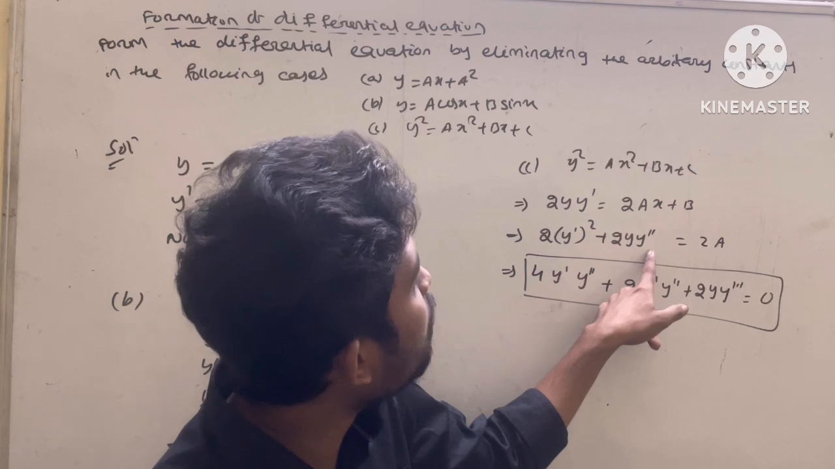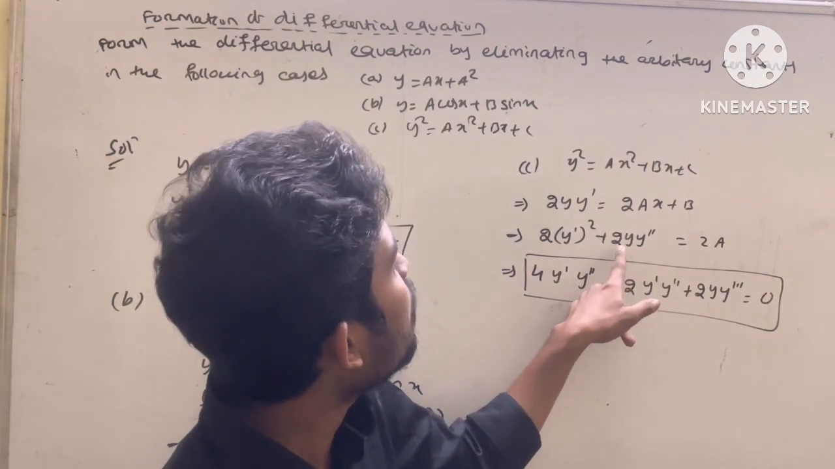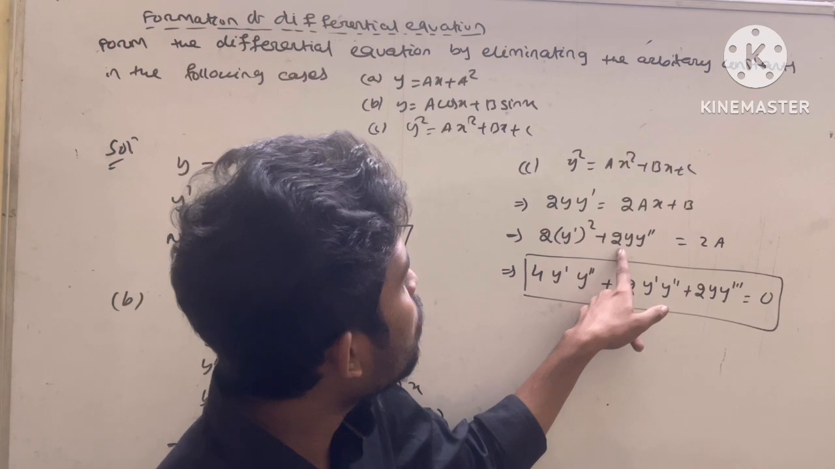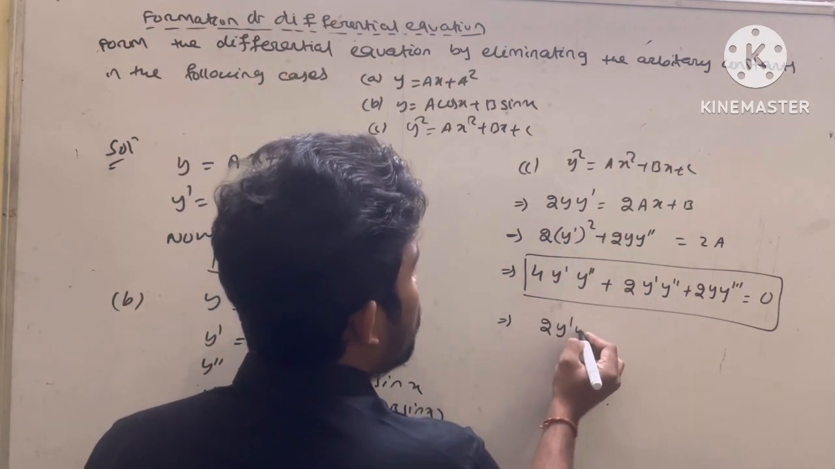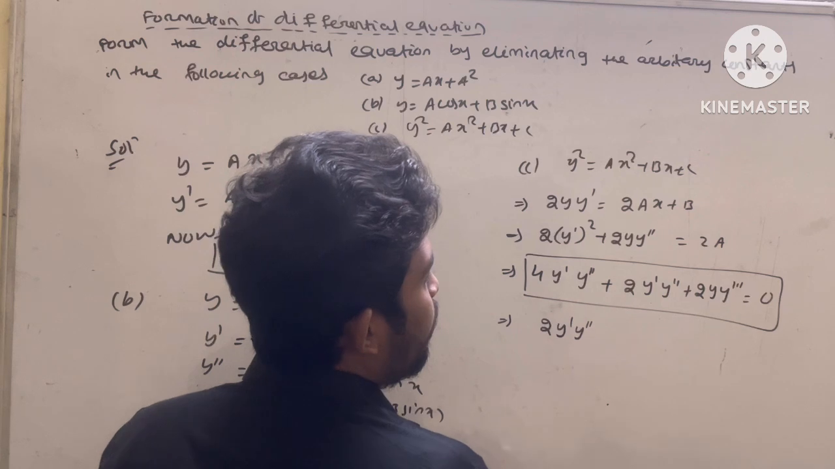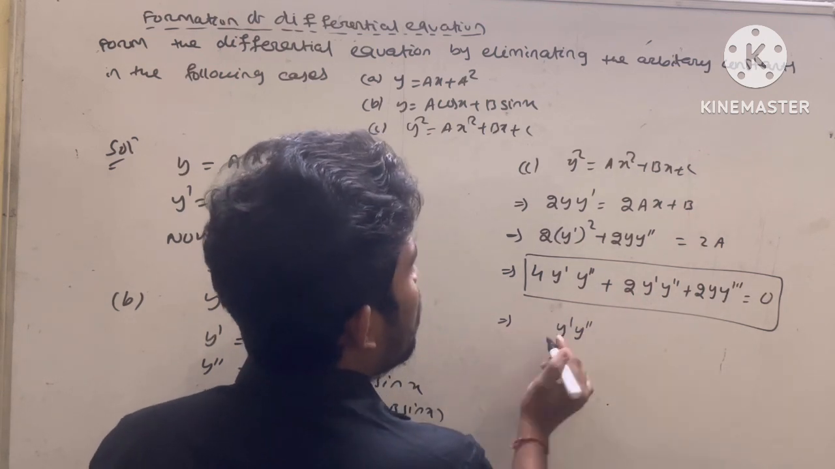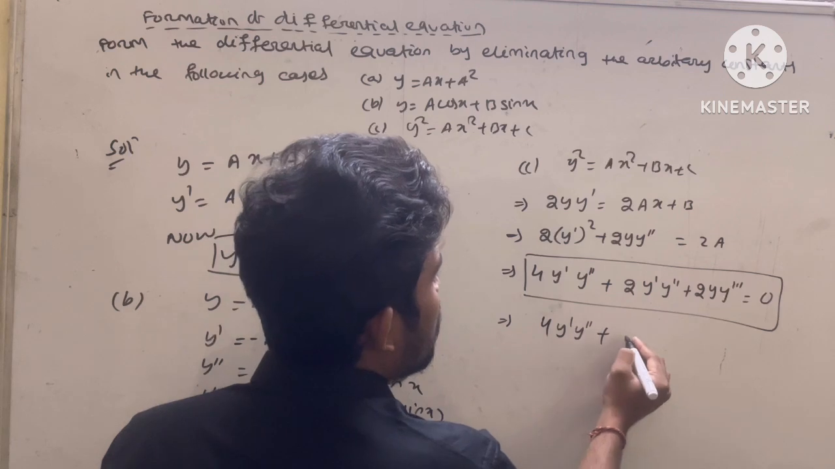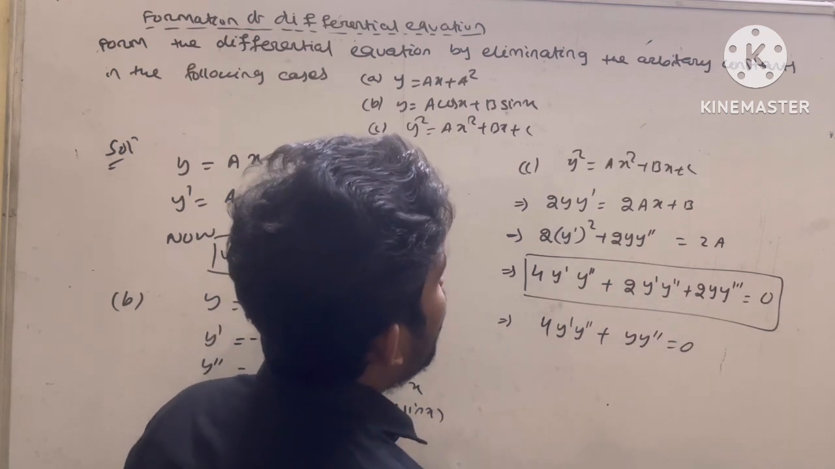Okay, you have to take constant. You have to just use the formula uv, and this is 2. Okay, taking 2 common on both sides, we get 2 y dash y double dash. Okay, y dash y double dash, this is 4 actually, 4 plus y double dash equal to 0. I think so.